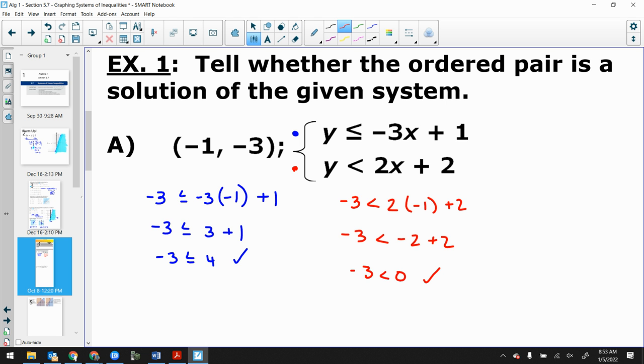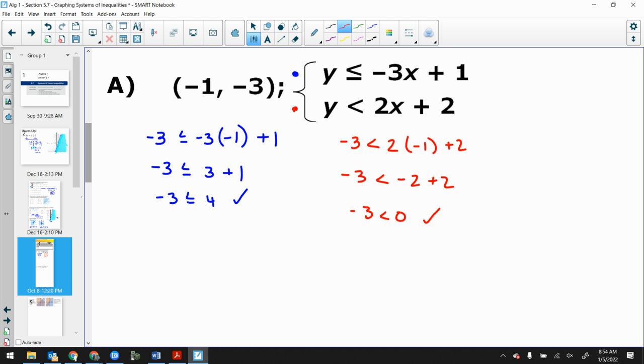It has to check out for both of the inequalities for that point to be a solution. So is it a solution? Yes. It's got to be a solution to both of the inequalities for it to be a solution to the system. If there's just one inequality that does not work, it's gone, not a solution. Okay?